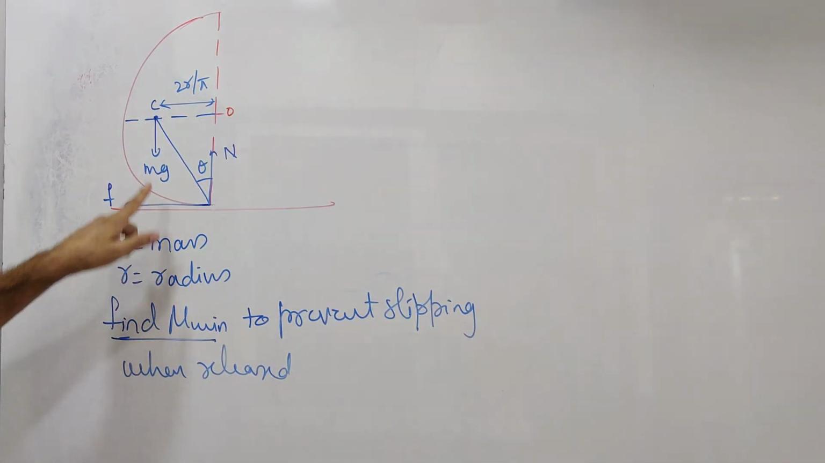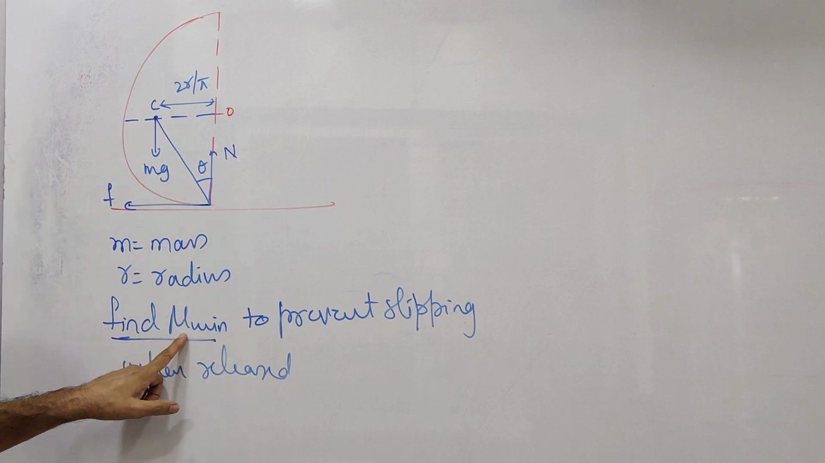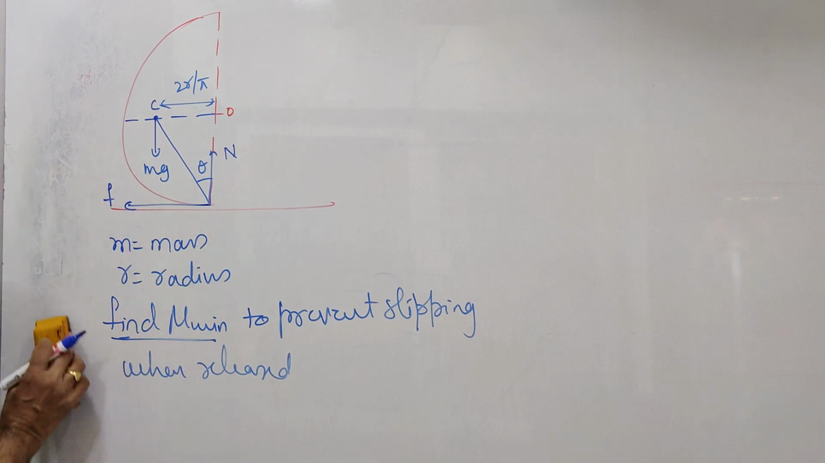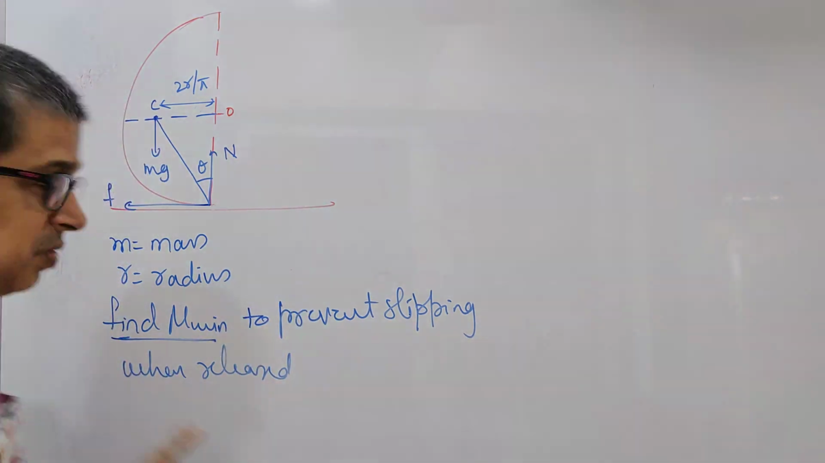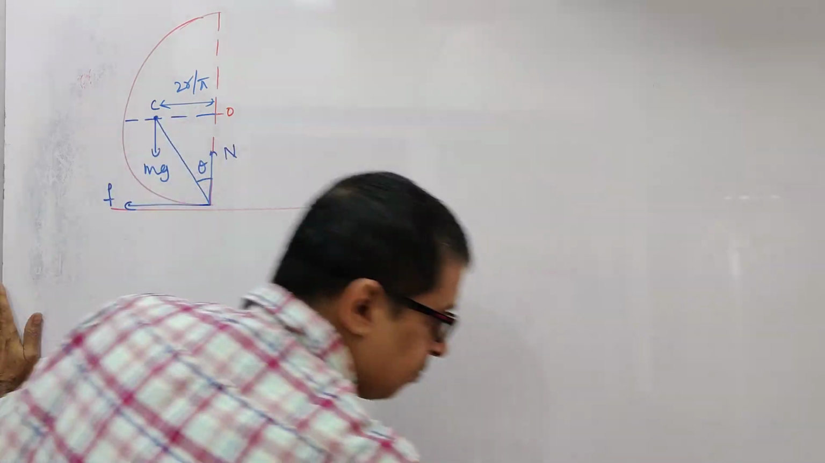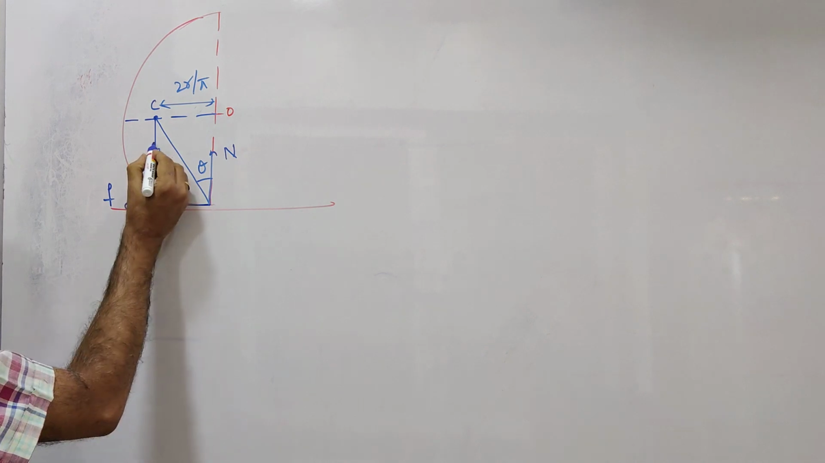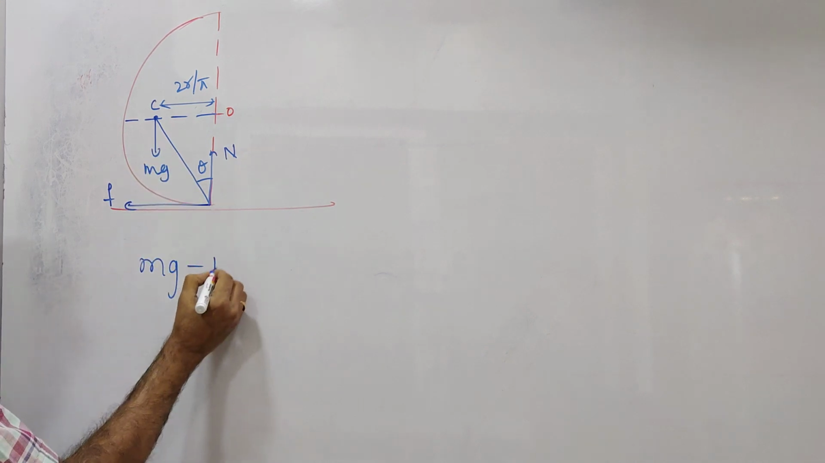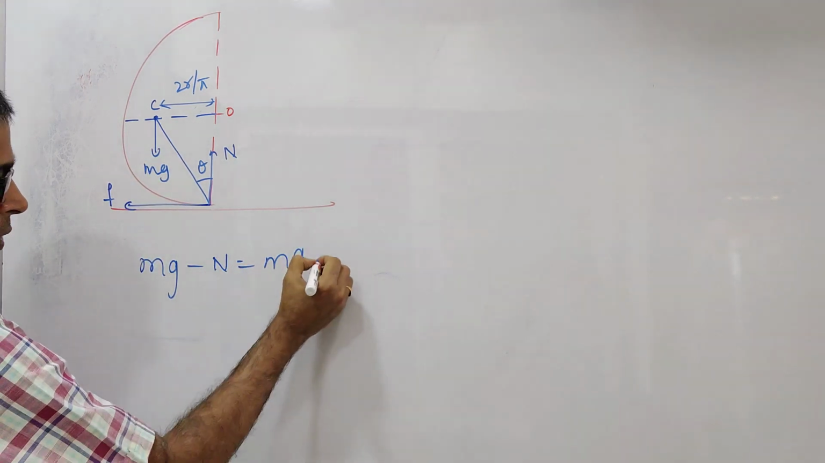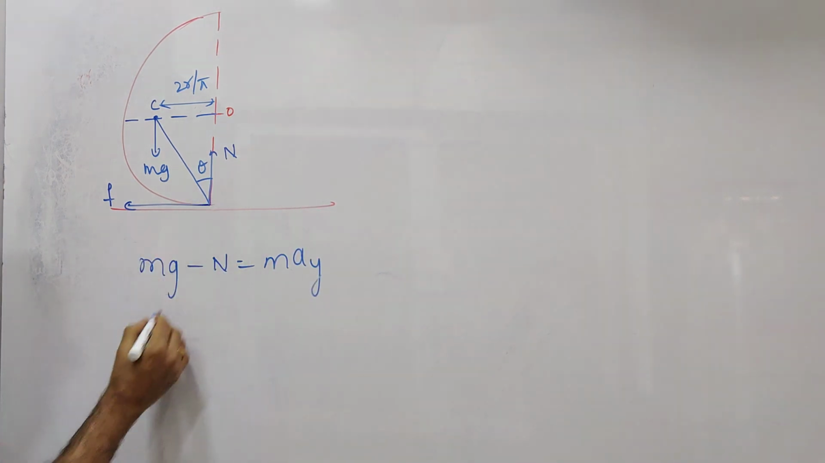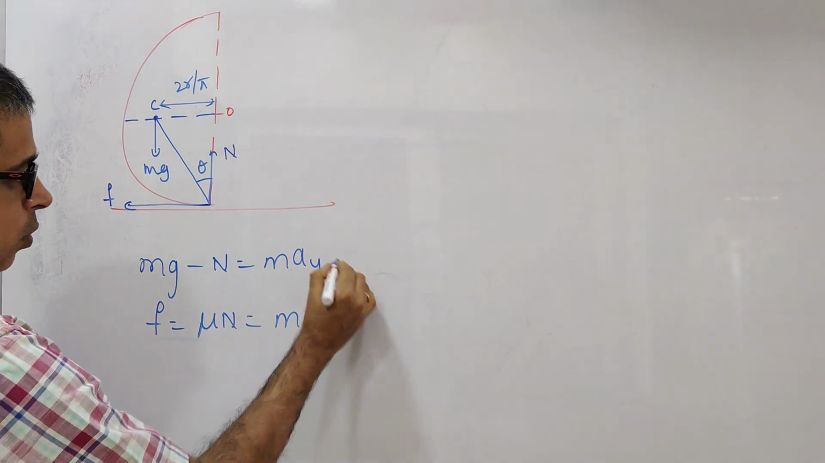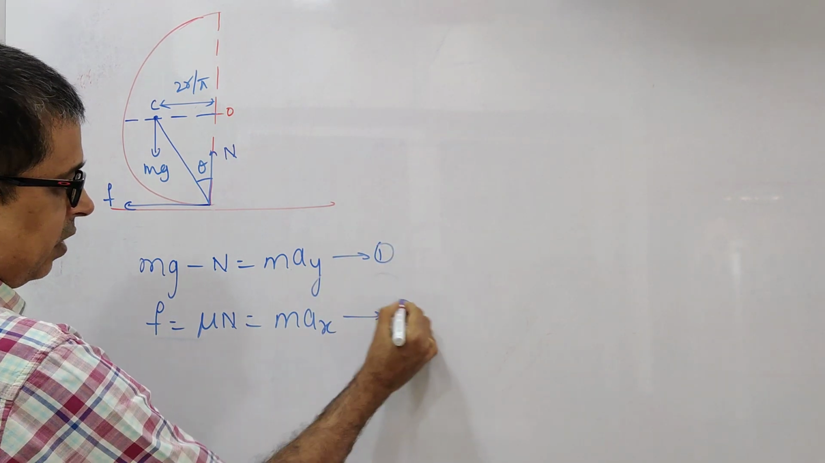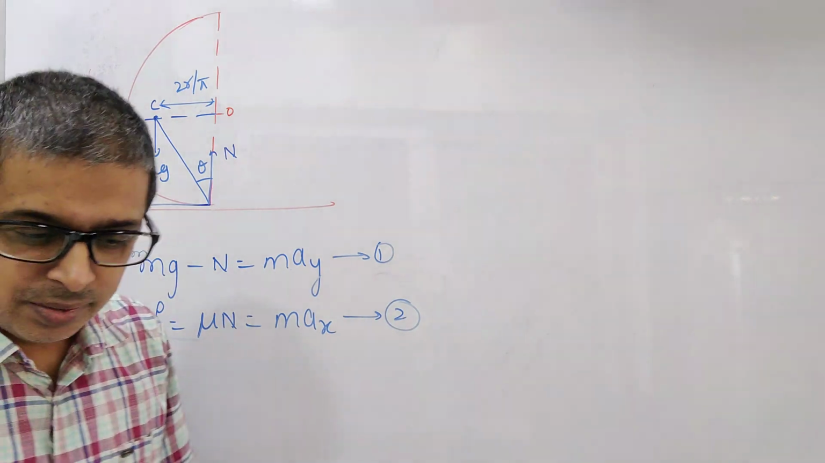M is the mass of the ring, R is the radius of the ring. You are asked to calculate minimum mu to prevent slipping when released from the position shown, so prevent slipping at the initial instant. My first translational dynamic equation is mg minus N is m into ay. Second, friction, mu N, is equal to m into ax. That is my first equation, second equation.